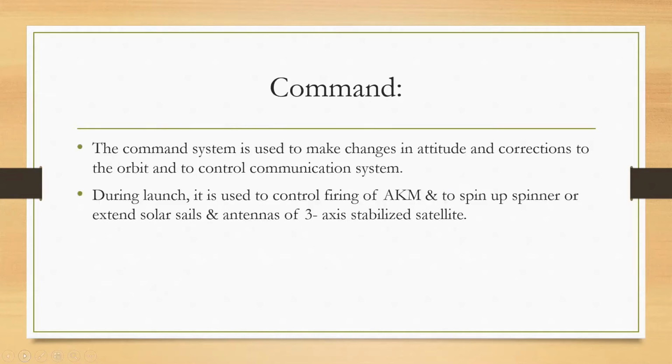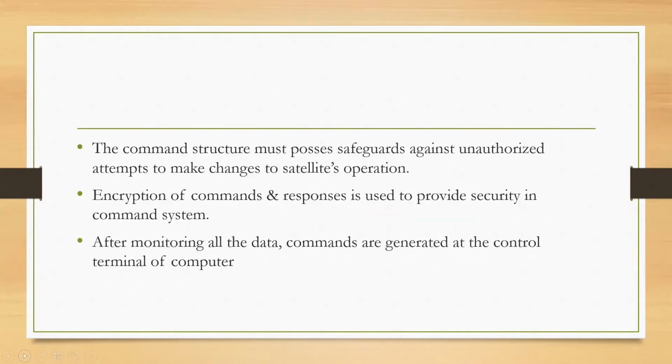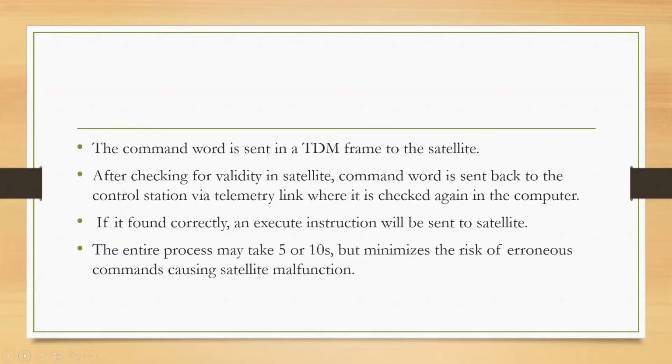Then, as I already told, the command is for attitude control, the corrections in the orbit, and control of the communication. Also, as I told you, jet stream controlling, attitude control, solar panel control, apogee motor control. All these control commands are executed by the command, and a lot of encryption is used. It's heavily encrypted so that nobody can hack it and harm the satellite.